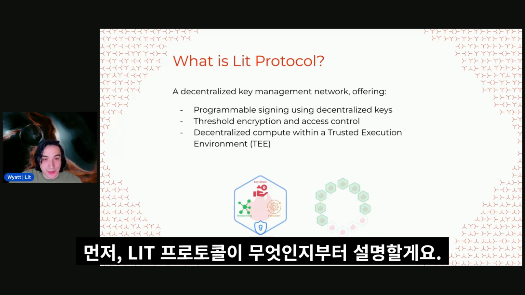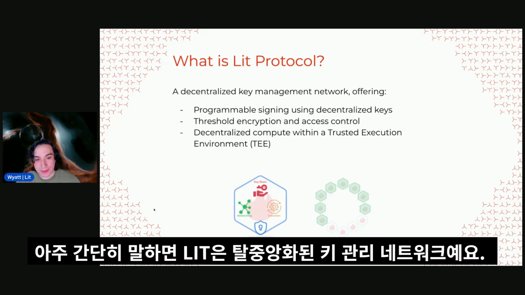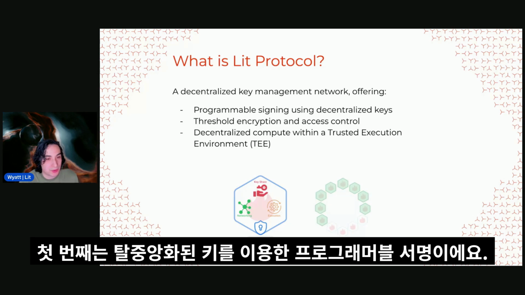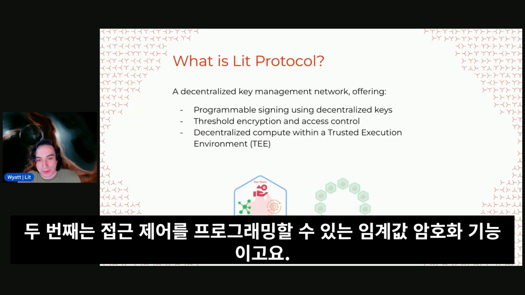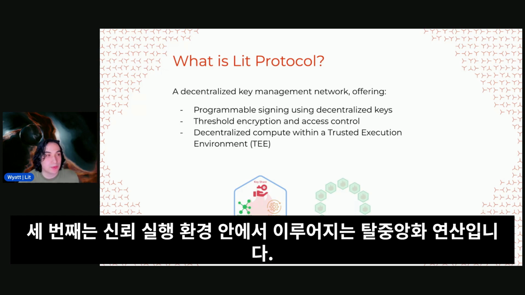So for starters, what is Lit Protocol? At a high level, it's a decentralized key management network where we offer three main features: programmable signing using decentralized keys, threshold encryption with programmable access control, and decentralized compute that happens within a trusted execution environment.